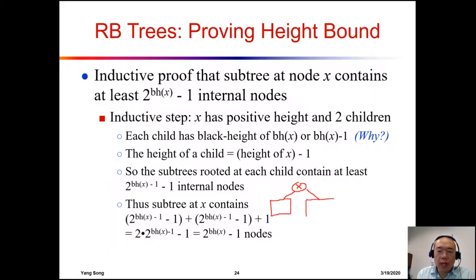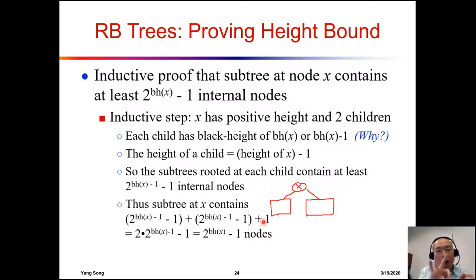To get how many nodes we can have in a subtree rooted on x, we want to break it into 3 parts: the x itself, the left subtree, and the right subtree, right? For the left subtree and the right subtree, we know the number of nodes will be this part, 2 to the black height of x, minus 1, minus 1. That is how many nodes we can have in the left subtree, and the same for the right subtree, plus 1 again, which is the parent node x.